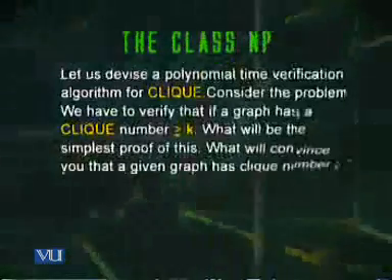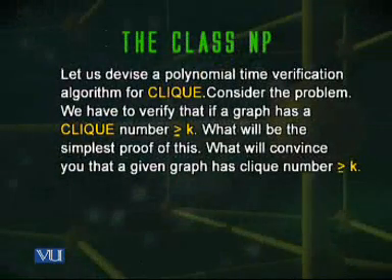Now what we want to do is we want to come up with a verification algorithm for the clique problem. So what does it take for us to come up with a verification algorithm for the clique problem? Well, we will devise a polynomial time verification algorithm for clique. Let us consider the problem first. We have to verify if a given graph has a clique number greater than or equal to K. What would be the simplest proof of the fact that a graph has clique number at least K? What would convince you that a graph has a clique number at least K? Let's think about this for a moment.